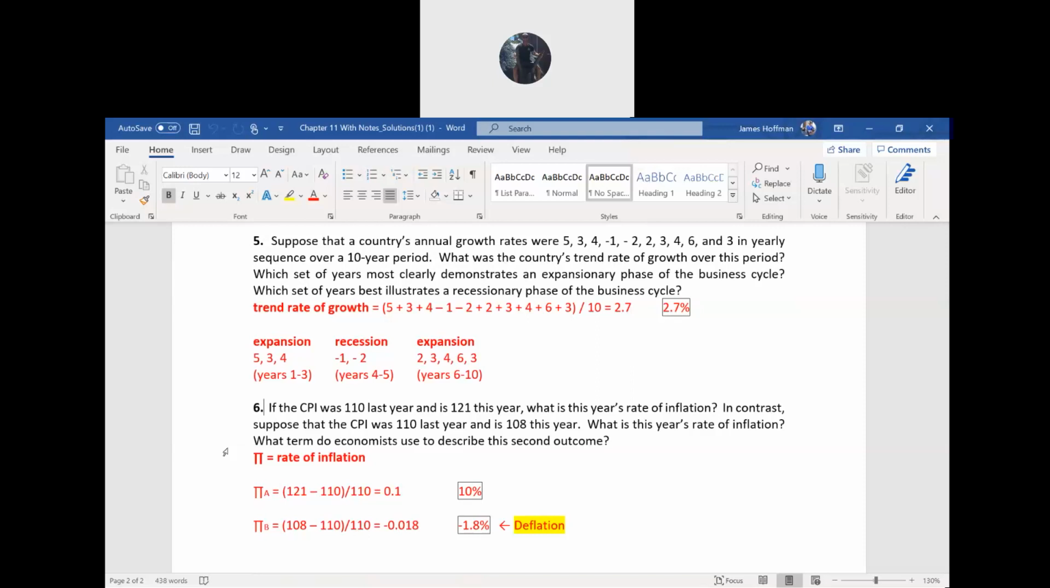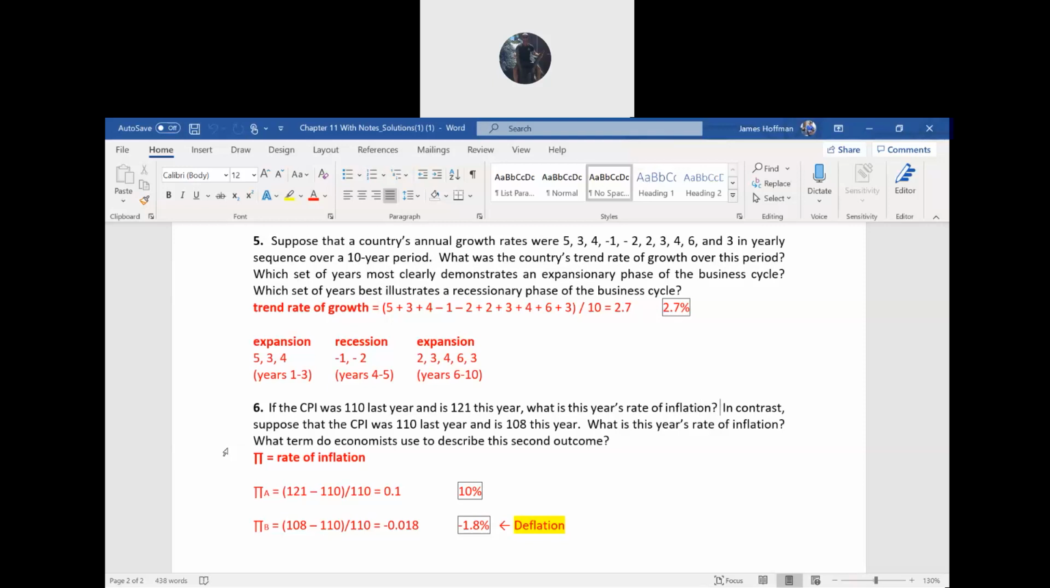Okay, then number six, we're going to calculate inflation based on a consumer price index. So if the CPI was 110 last year and 121 this year, what is this year's rate of inflation? And remember, they're put in the same base year. So assume this is like the real CPI. It's in some base year. So the change indicates the change in prices.